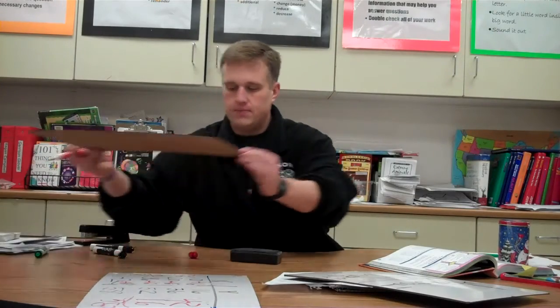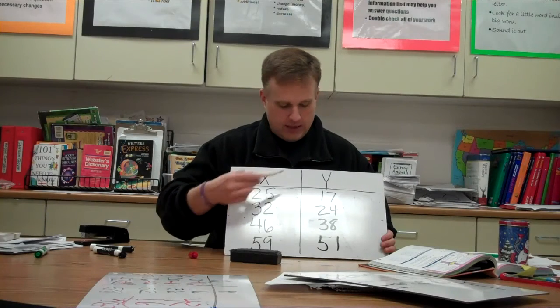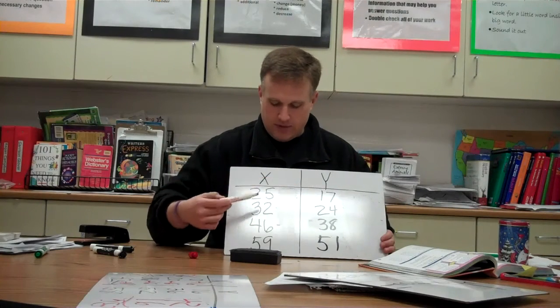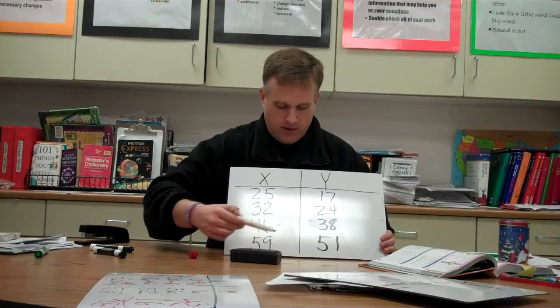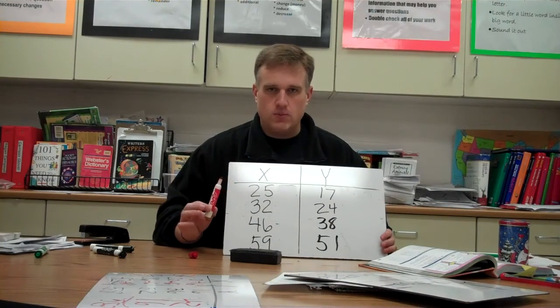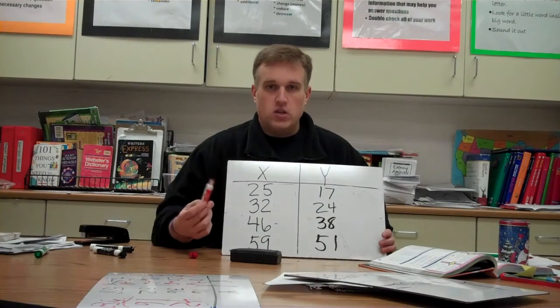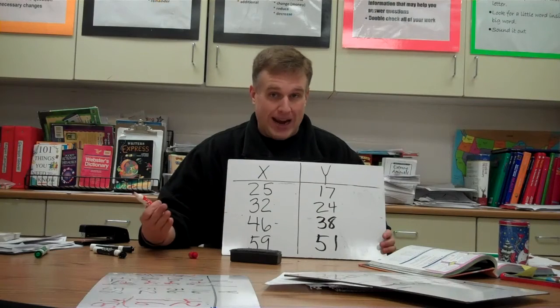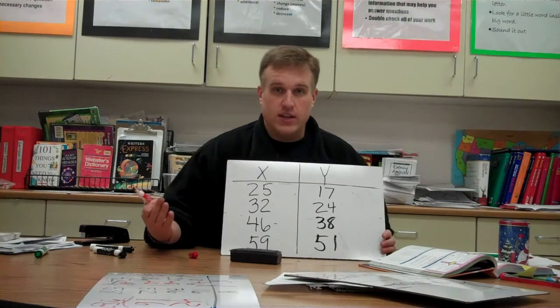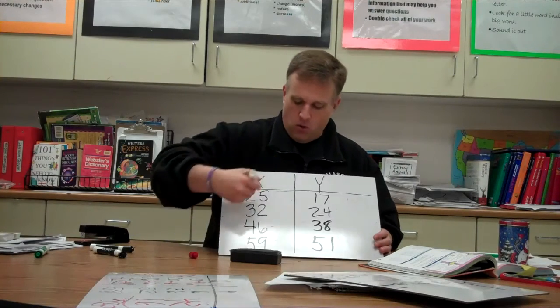Alright? So let's look at number 9. Okay? Number 9, I have x and my y. I'm going from a 25 to a 17, 32 to 24, 46 to 38, 59 to 51. First thing I need to determine, am I going from a small to a big, or a big to a small? Well, on this problem, I'm going from a big number to a small number. So I know I'm either going to be subtracting, or I can do division and get from a big to a small. So the first thing I'm going to try is just subtract.